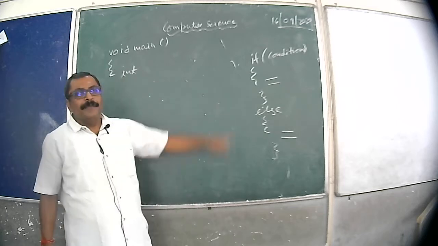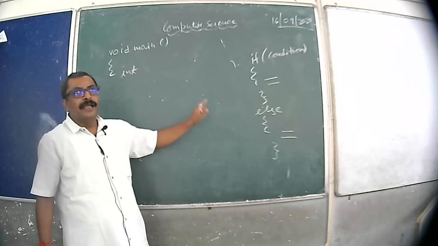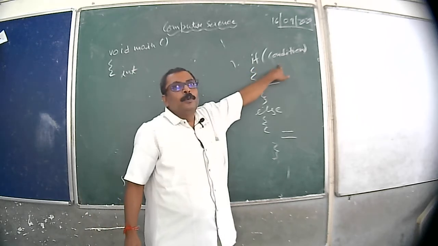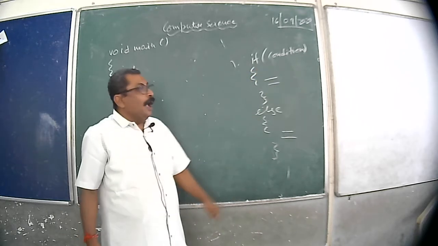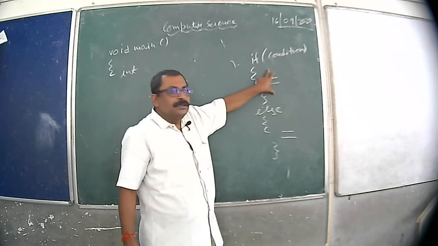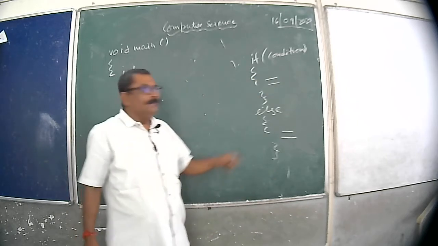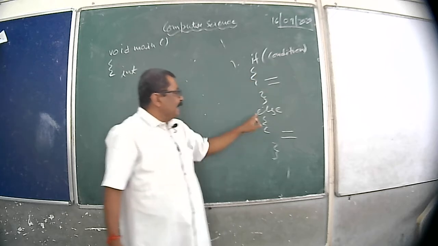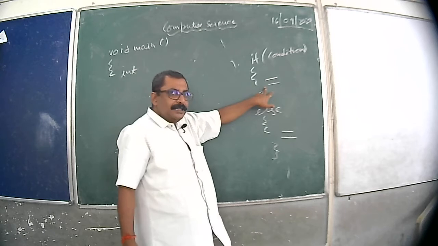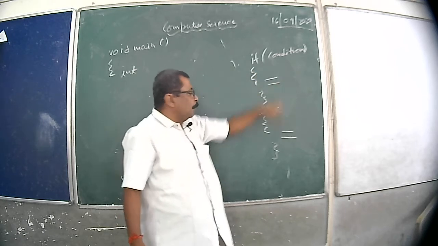That is the structure of the if else statement in C program. Here you have to put the condition. If the condition is true, then this part will be executed, and if the condition is false, the else part will be executed.